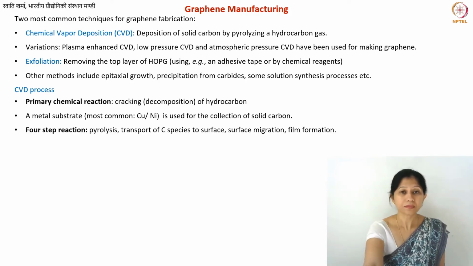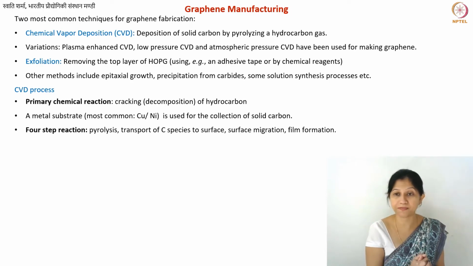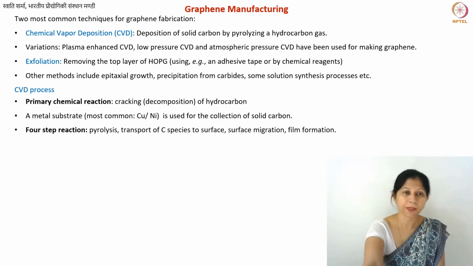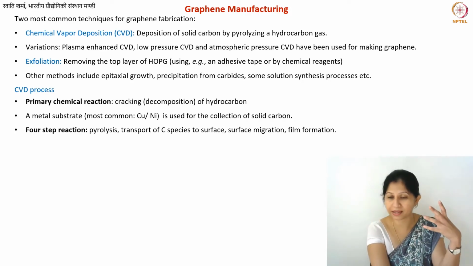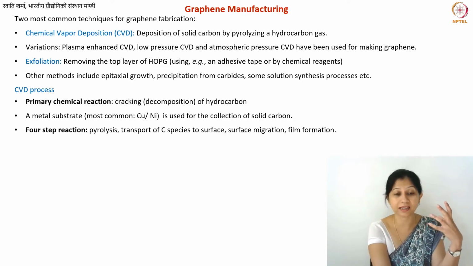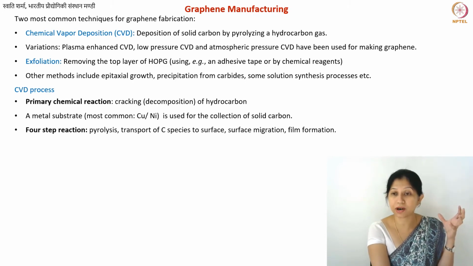Okay. Fine. So what happens inside a CVD reactor? You can call it a CVD chamber, or you can call it a CVD reactor. There are various designs of these reactors. We'll be discussing some of them. What happens is there is a 4-step reaction. You know already, the first step is pyrolysis. So you feed your hydrocarbon gas inside the chamber. Often this hydrocarbon gas is flown inside along with a carrier gas.